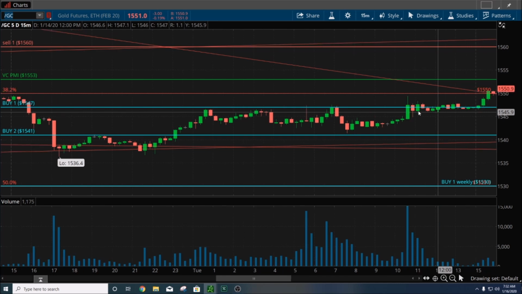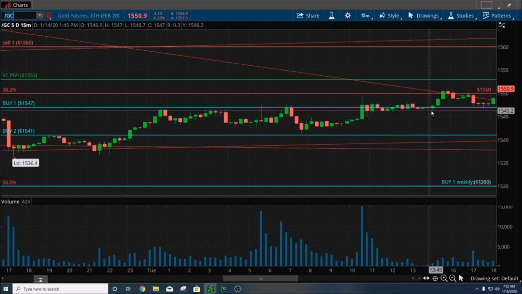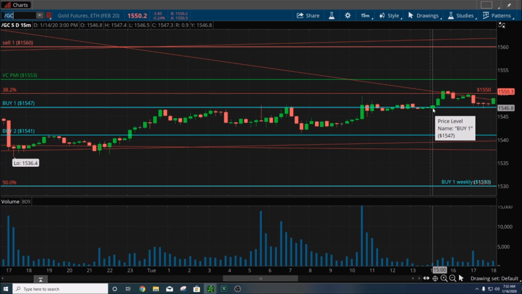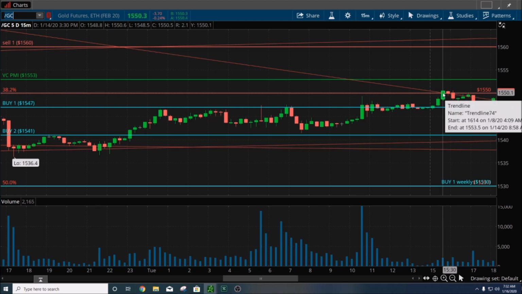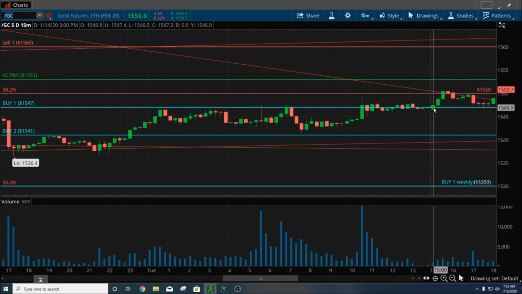The market traded around the buy 1 level until once again the 14th at 3:30 p.m. It activated a buy signal from 1547.30. Your stop is 47, and they got up to already 48.80. I'm sorry, 15.50, 60. So it gave you enough room again to lock in your profit with a trailing stop.